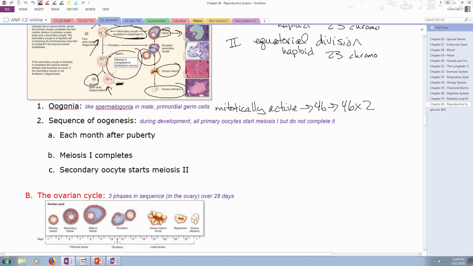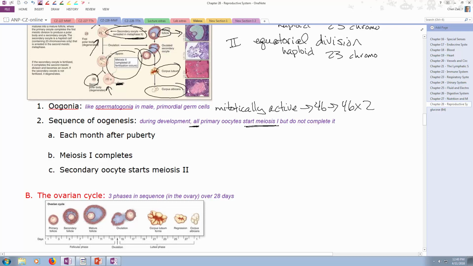Then, during development, all go into meiosis. So we stop mitosis and we start meiosis 1. But we don't complete it, we get arrested in meiosis 1. And if it's easy to remember prophase 1 for you, that's great. But just remember, meiosis 1 gets put into a state of suspended animation.